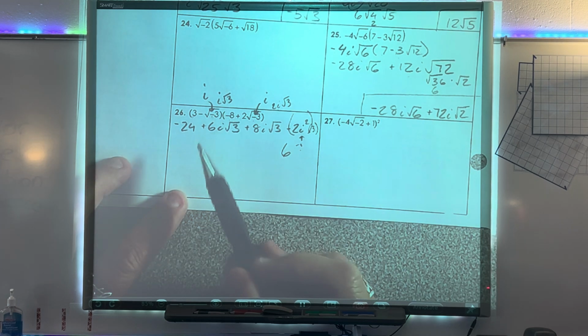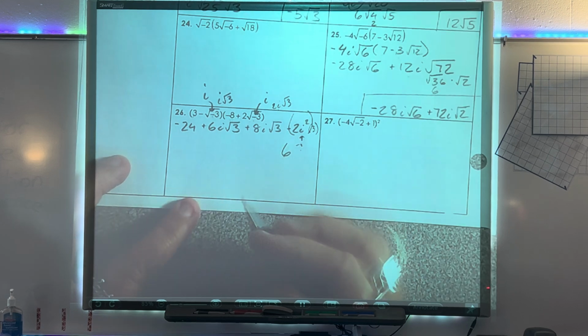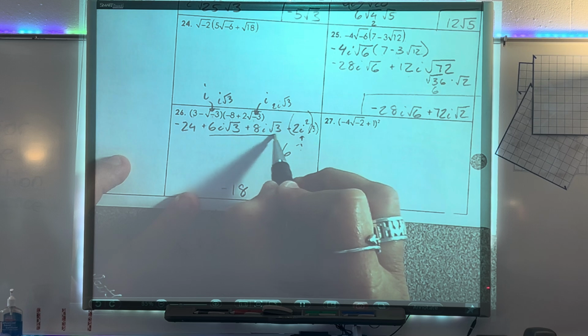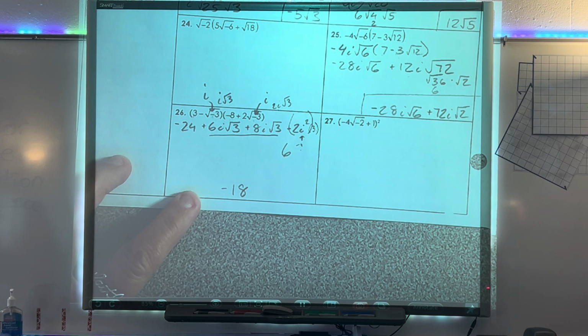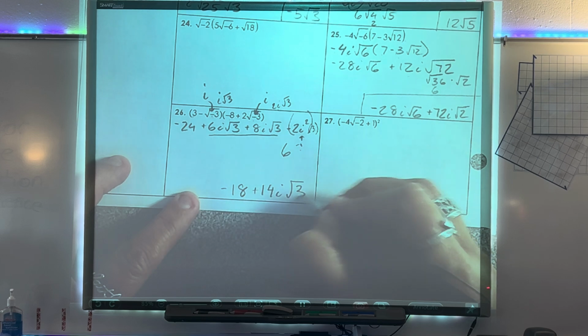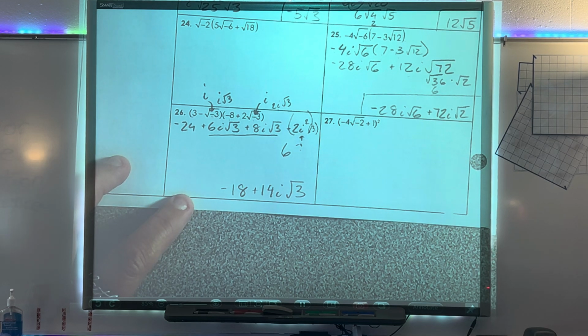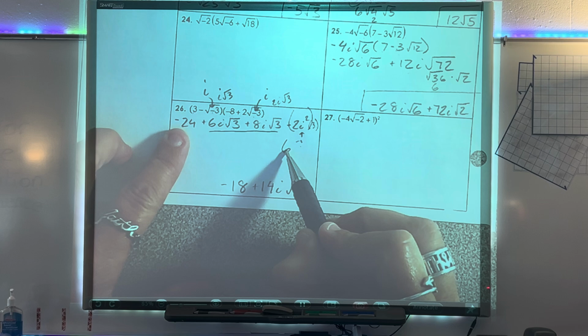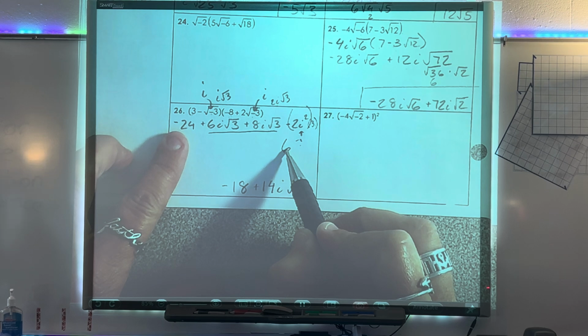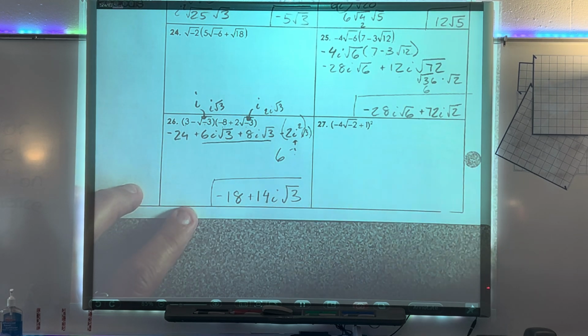So I've got negative 24 and 6, negative 18, and then 6i and 8i square root of 3, so plus 14i square root of 3. Wait, where'd you get 18 from? Negative 24 and the positive 6 back here. Okay. Y'all good? You're sure? Okay. So that one's finished.